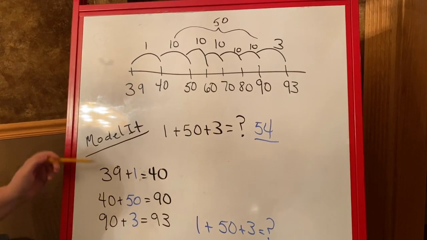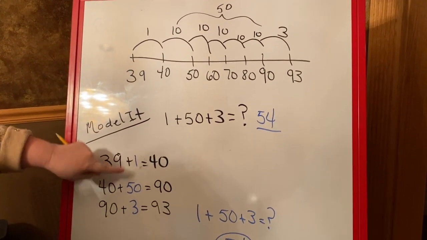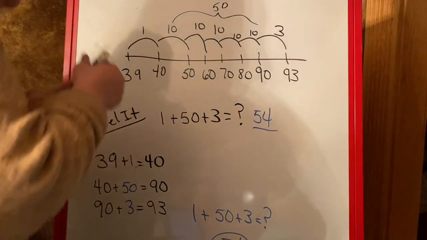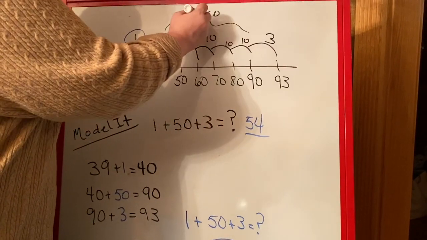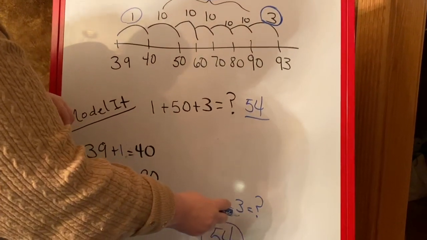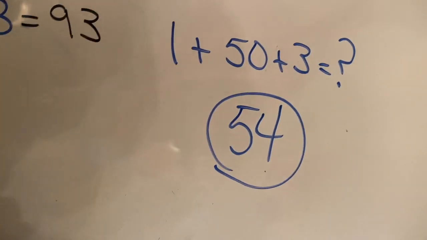Now we've done these equations. We've practiced this. You know how to do this. And then they took all the blue numbers, all these numbers up here. They took the 1, they took the 50, and they took the 3. They made an equation, just like we always did, and we added them to get our answer of 54.